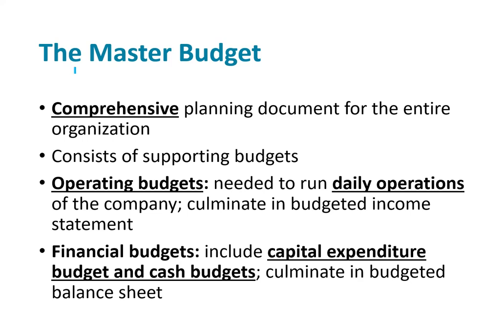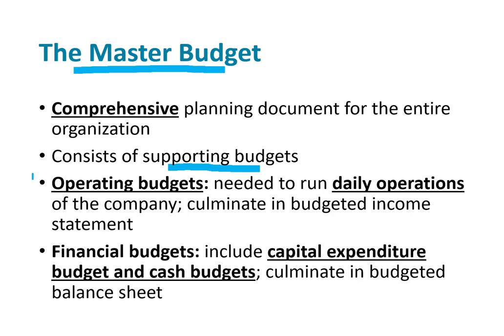Now, primarily in this chapter, chapter 9, we are looking at what is called a master budget. It's a comprehensive planning document for the entire organization. And typically speaking, master budgets are used for manufacturing firms. It's a series of supporting budgets.